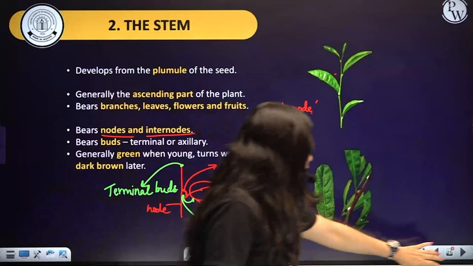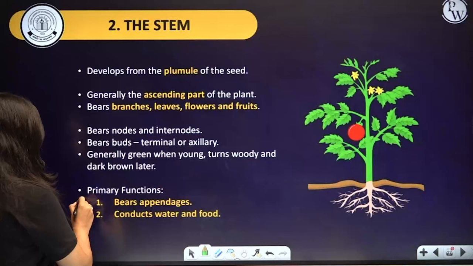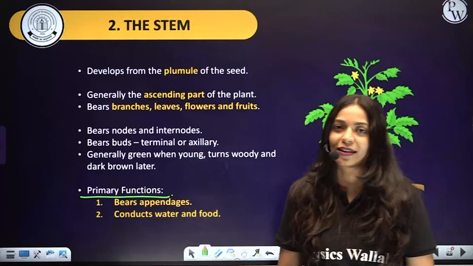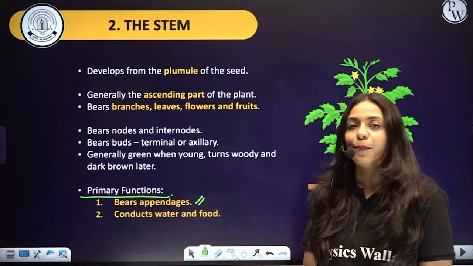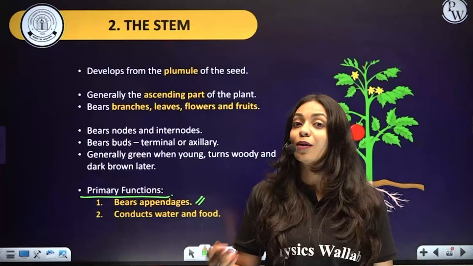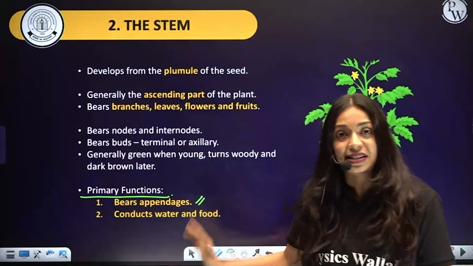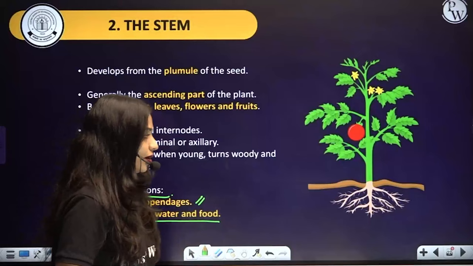Now let's talk about the primary functions of stem. What do you think are the primary functions of stems? What is it meant to do in a plant? All right. So, like I said, it bears the appendages, which are nothing but the branches, the leaves, the flowers, the fruits. All of that are borne on the stem. So, one of the functions of the stem is to obviously bear all of these appendages that are very, very important for the plant. Apart from that, it also helps in conducting water and food.